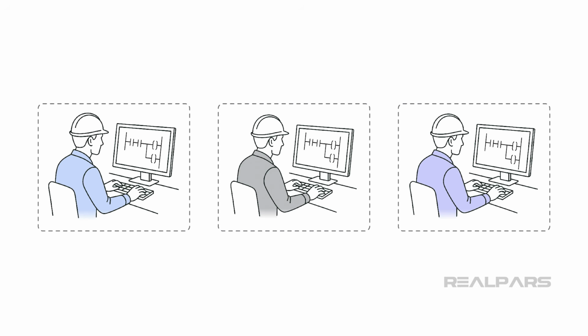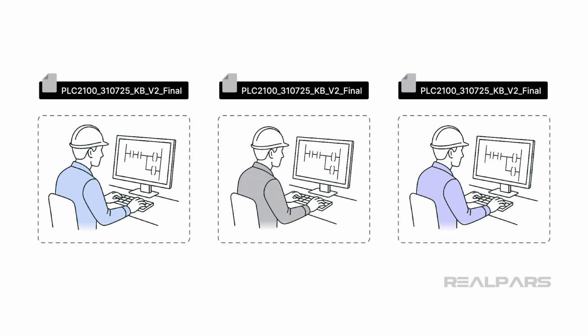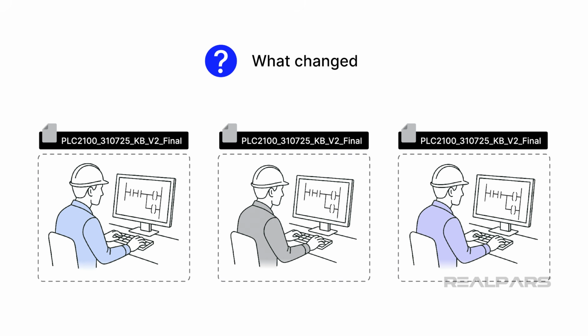If you have ever worked on a project with multiple engineers before, you know that version control for PLC projects can be very messy. Although everyone starts out with good intentions, by the end of the project there's typically a shared folder that contains PLC projects with names like PLC_2100_310725_KB_V2_final. To make tracking even harder, these projects rarely include an explanation of what has been changed, by who, when the change was made, and why the change was made.